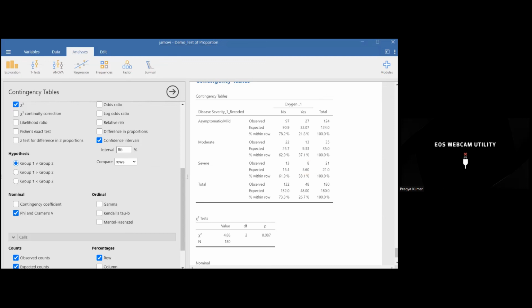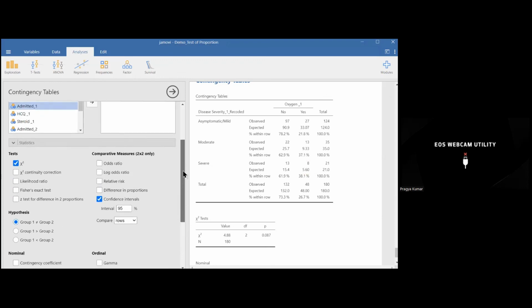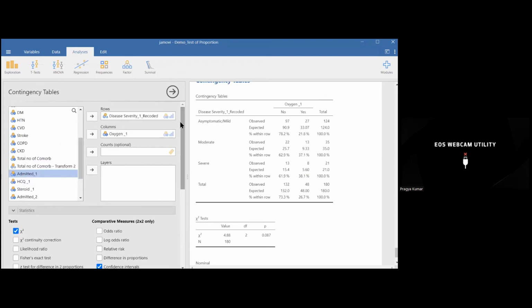So this was regarding the chi-square test of association. Any question on the chi-square test of association? Then otherwise I'll go to the chi-square test of two proportions. Any one of you having any questions in this?